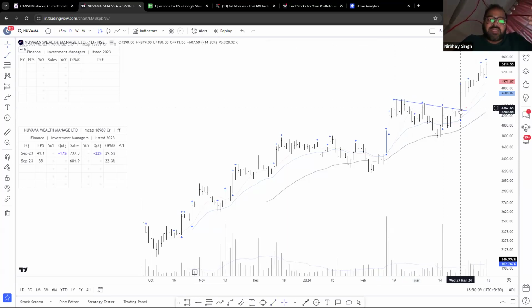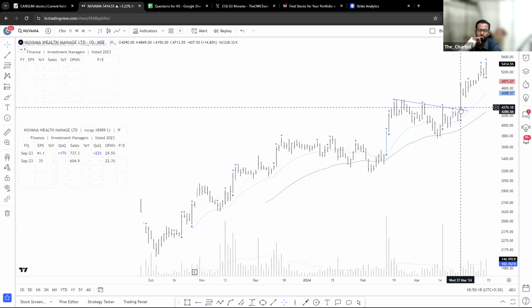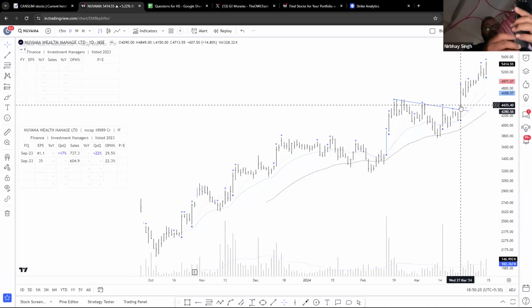Just place the GTT above the candle here, 43.60, 43.70. Okay. In the morning, if there is no volume, can I still place the GTT? Yes, sir, you can place GTT anytime, sir. Even now, you can also place GTT.